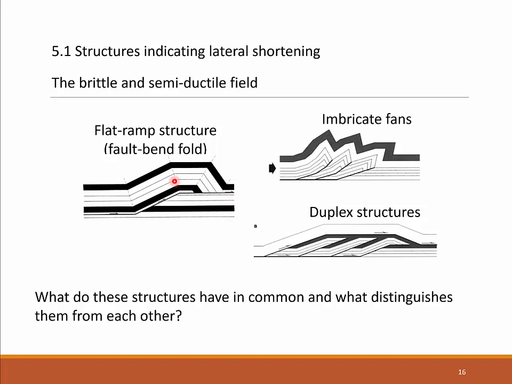The difference between the flat ramp structure and the duplex structure is that the flat ramp structure does not propagate laterally in the direction of the tectonic transport. We might keep the ramp active for quite some time and move a lot of material on top of the footwall during the progressive tectonic transport. In the duplex structure, we keep the ramps active for only a short time before the structure propagates further into the direction of tectonic transport. In the imbricate fan, we form only blind thrusts.